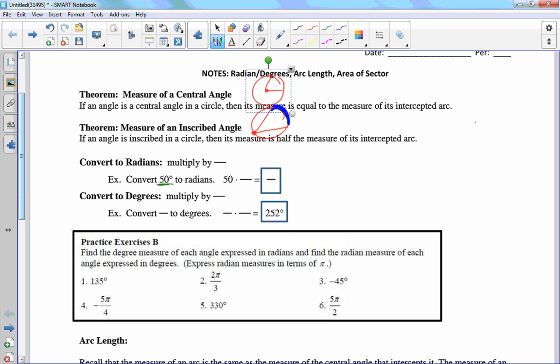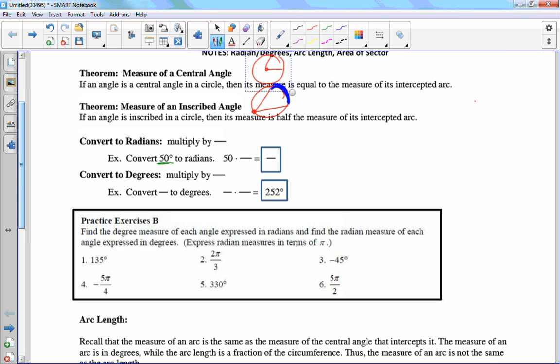Connor, get your pencil, please, in your hand. So here I have 50 degrees. If I want degrees to cancel out, I need a degree on the bottom. The easiest degree to use is 180 degrees.